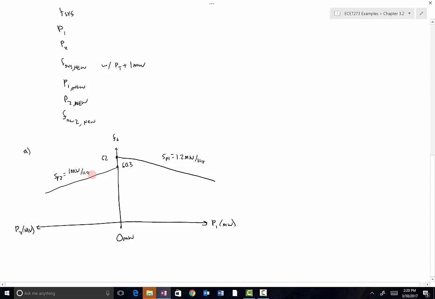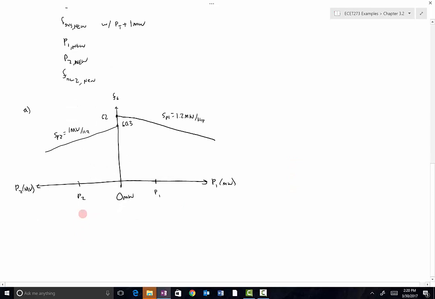So what's going to happen is we are going to find a point P1 and a point P2 where those two, added together, equal the total load power, right? The total power delivered by the two generators summed together has to be equal to the total power demanded by the load.